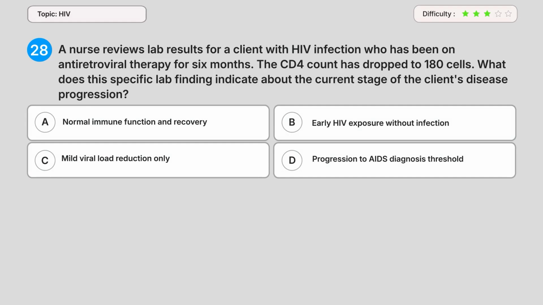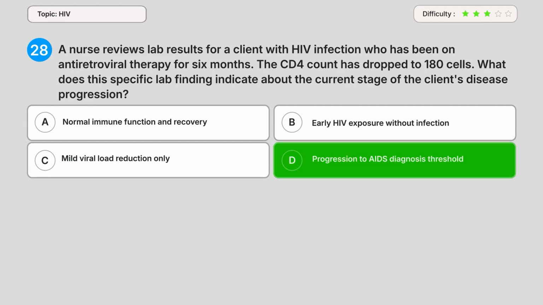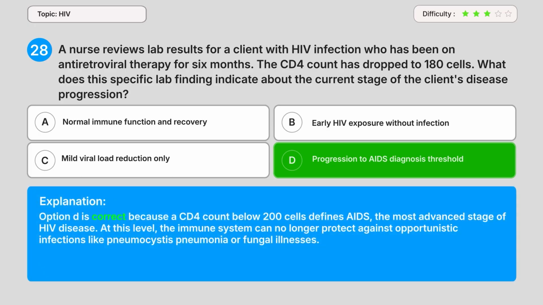Correct answer. D. Progression to AIDS diagnosis threshold. Explanation. Option D is correct because a CD4 count below 200 cells defines AIDS, the most advanced stage of HIV disease. At this level, the immune system can no longer protect against opportunistic infections like pneumocystis pneumonia or fungal illnesses.